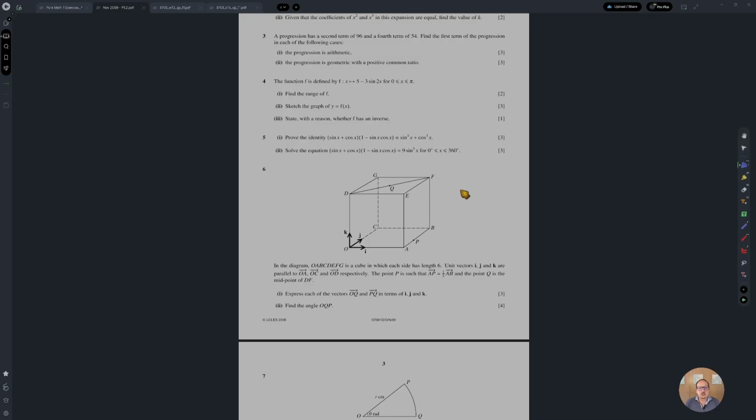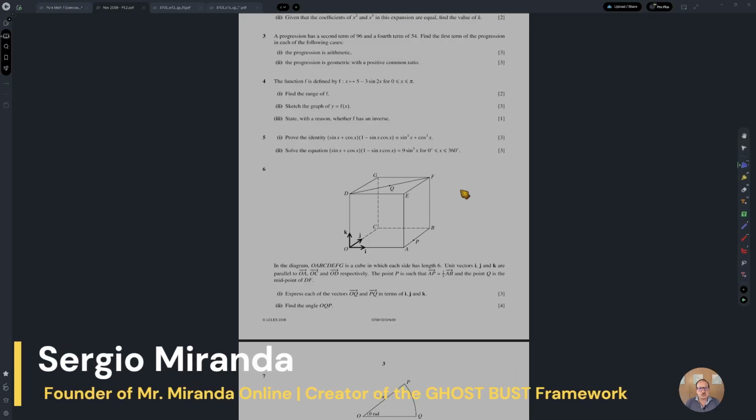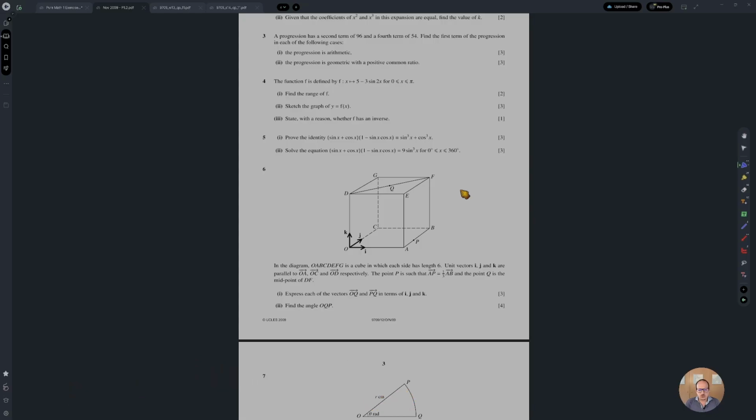Let's now take a look at a few exam questions regarding trigonometric equations. The first of which is this one. It's from October-November 2009, paper 12, question 5.